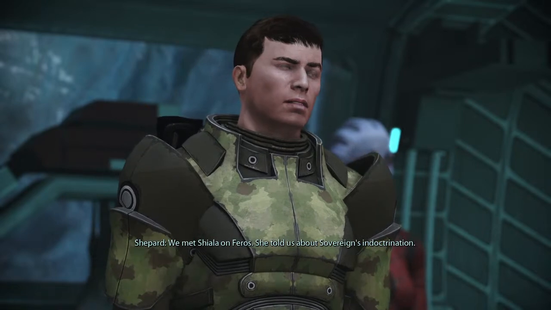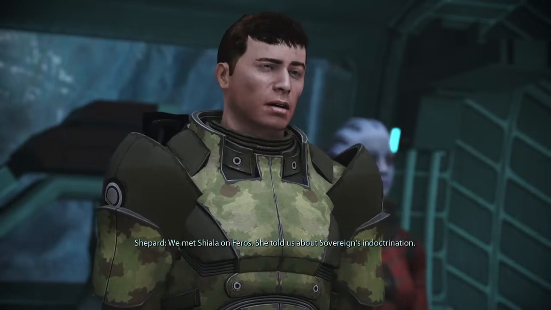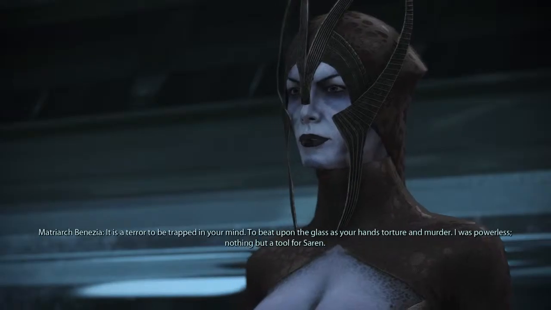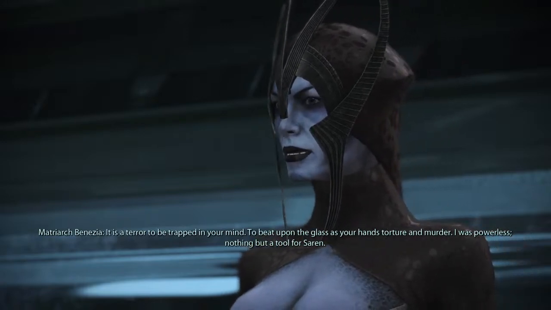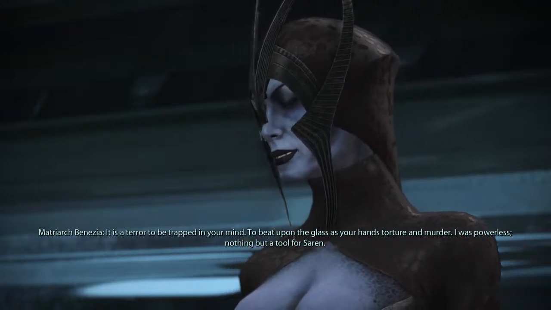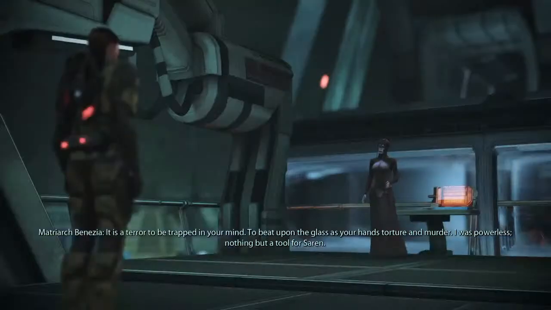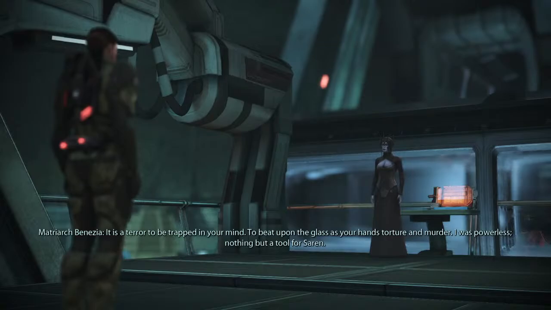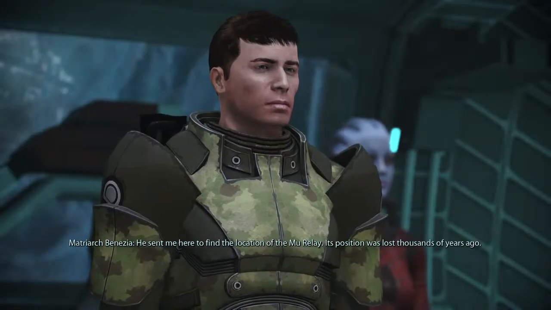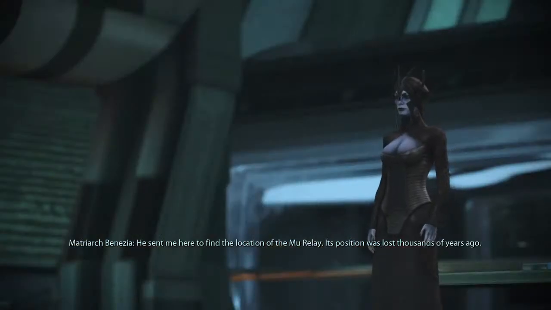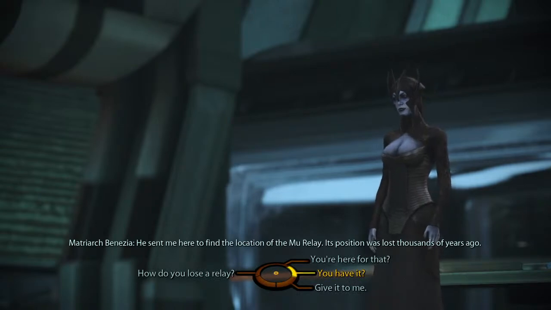We met Shiala on Pharos. She told us about Sovereign's indoctrination. It is a terror to be trapped in your mind, to beat upon the glass as your hands torture and murder. I was powerless, nothing but a tool for Saren. He sent me here to find the location of the Mu relay. Its position was lost thousands of years ago.